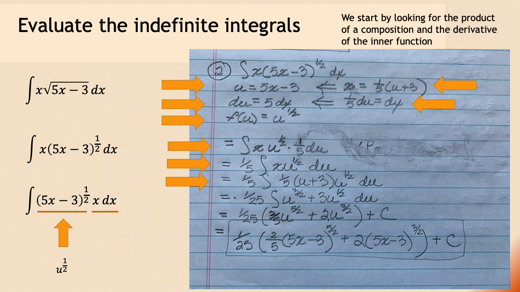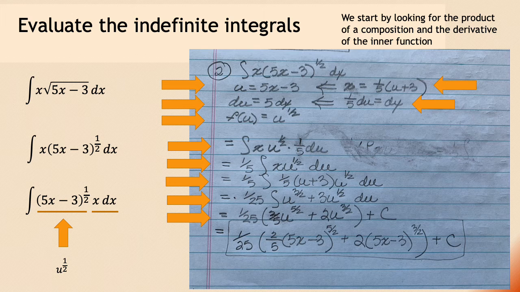I've got a 1/5 in there. Another 1/5 is a constant, so I can move that 1/5 to the outside. So 1/5 times 1/5 gives me 1/25. Now I'm also at the same time going to distribute that u to the 1/2. So I multiplied u to the 1/2 times u and u to the 1/2 times 3, so I can simplify. And now that leaves me in a position where I can go ahead and take the antiderivative.